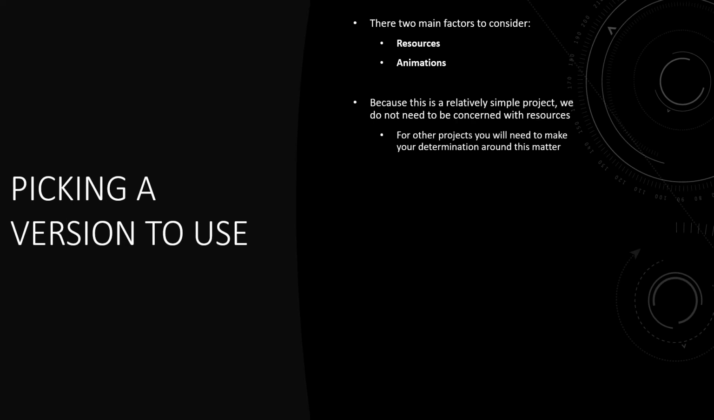So, how do you pick between the versions? Well, you have to consider two things. Those two factors are resources and the animations that you plan to use or have access to. Now, because this project is relatively, and that probably should actually be in quotes, simple, we do not need to be overly concerned with resources. However, for other projects, you will need to make this determination on your own and assess what makes the most sense for what you are doing.